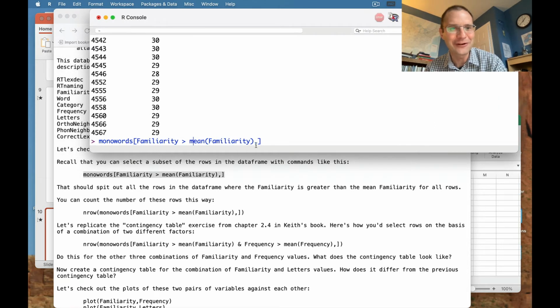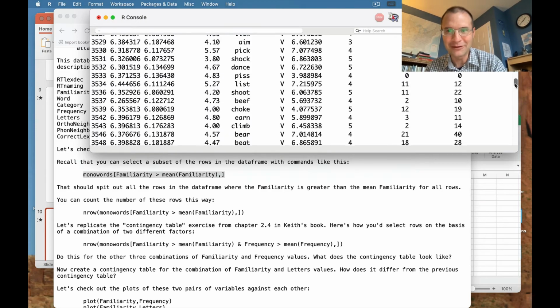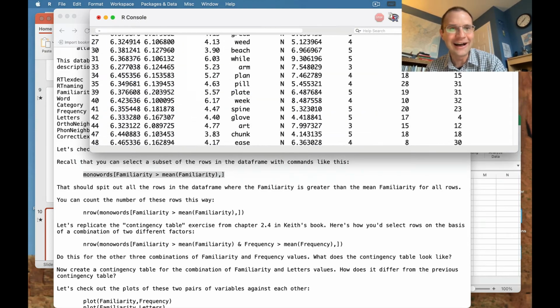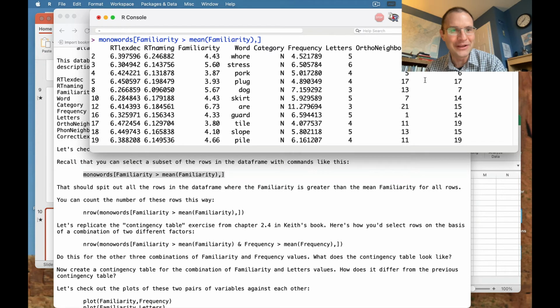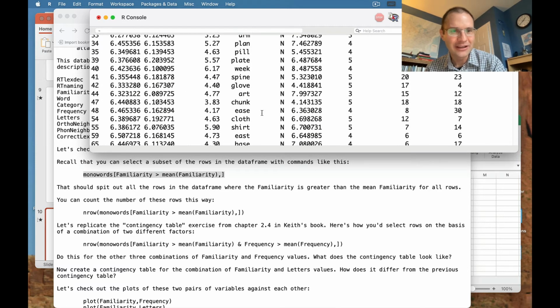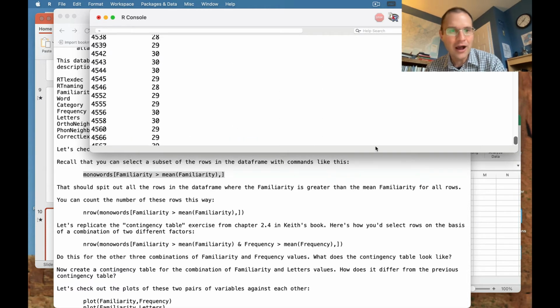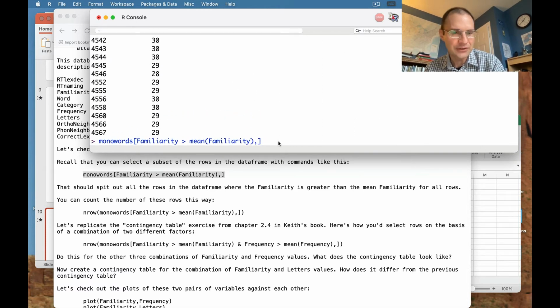That was a long way to go for a dumb joke, but in this case, all of the words in this selection will be above average in familiarity. And since there are many of them, about 2,000, it's hard to see them all at once. But like R is above average in familiarity, and chunk, believe it or not, or face is above average in familiarity, and so on and so forth. That's how you find that out, just with a simple R command.